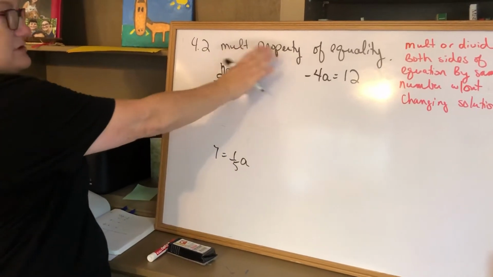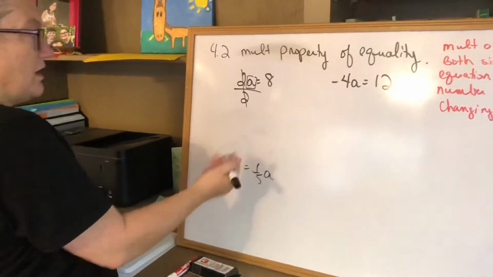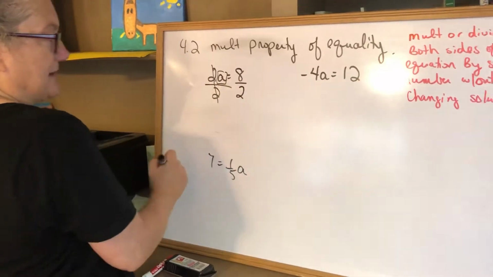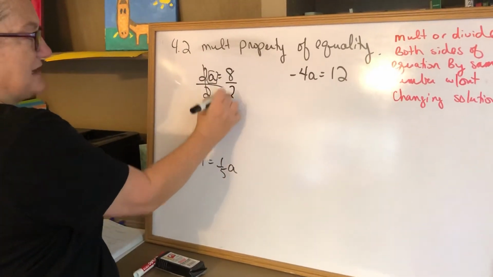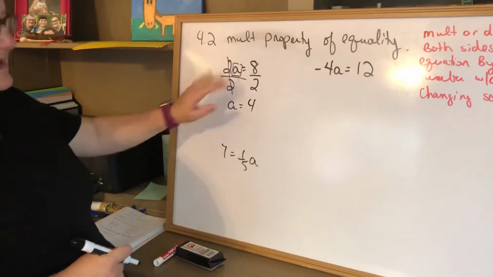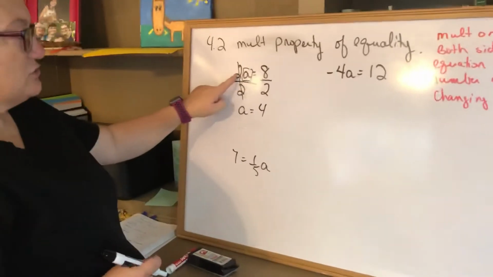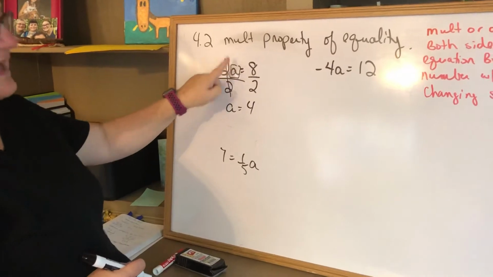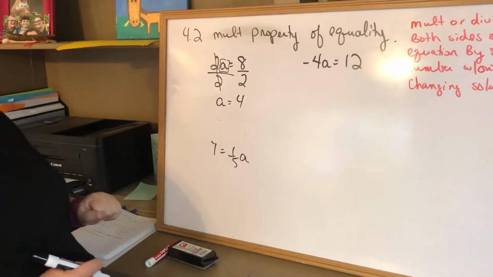But to make sure we use the multiplication property of equality, we're going to divide both sides by 2. So this would be a on this side, and this side would be 4. And we can always go back and check it by plugging this in or evaluating it with this. So 2 times 4 is 8. 8 equals 8. So we got that equation correctly.